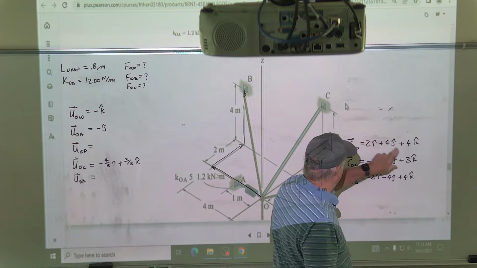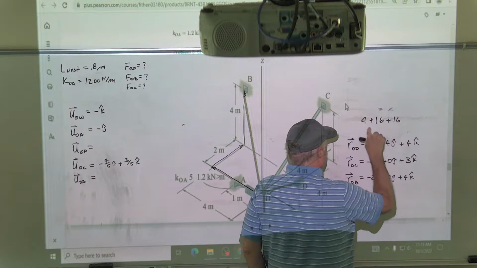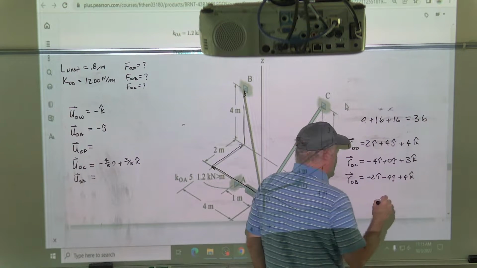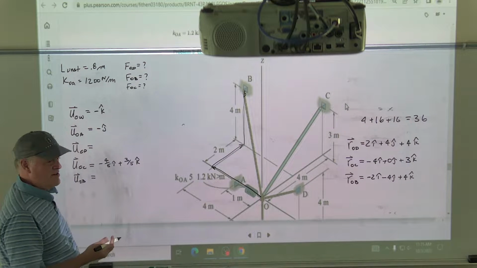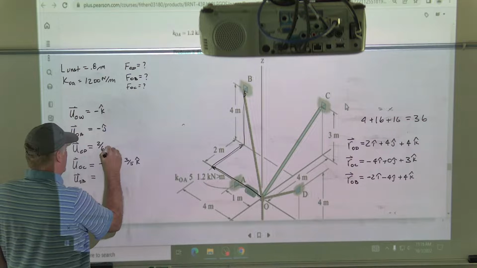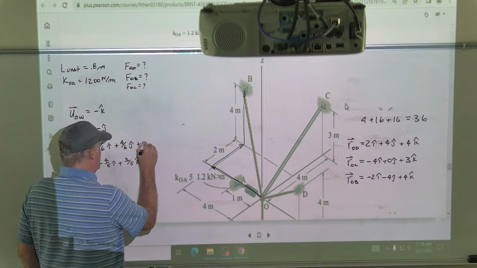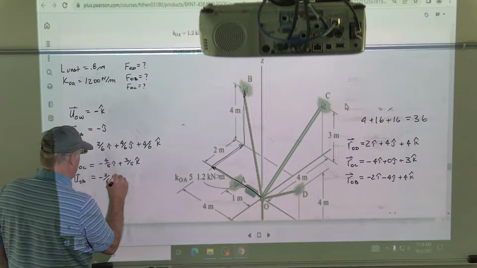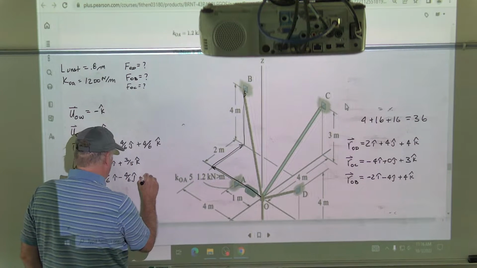This is 2, 4, 4. Just out of curiosity, 4 plus 16 plus 16. I'm squaring that, and squaring that. Let's see, 16 and that's 20. Oh, it's 36. Is that right? So 6 times 6, 36? Yes. So I don't have to, so 2 over 6 i plus 4 over 6 j plus 4 over 6 k. And then on the bottom I have minus 2 over 6 i minus 4 over 6 j plus 4 over 6 k.